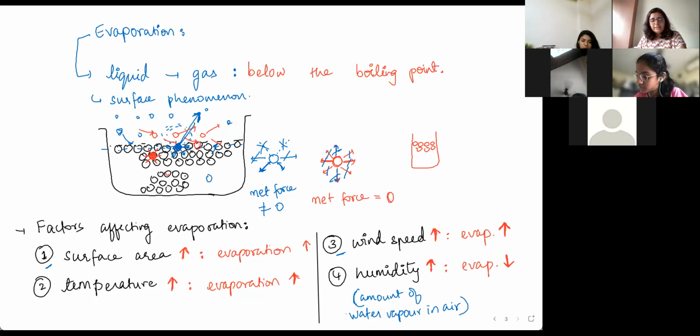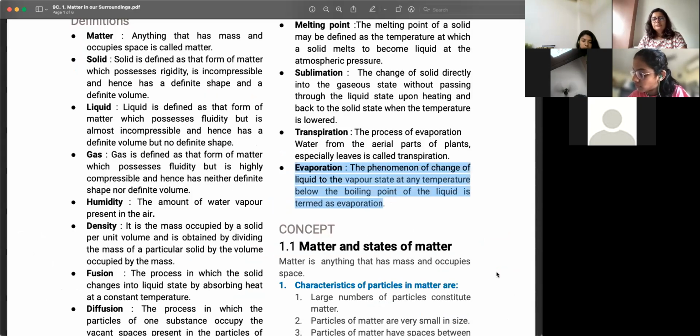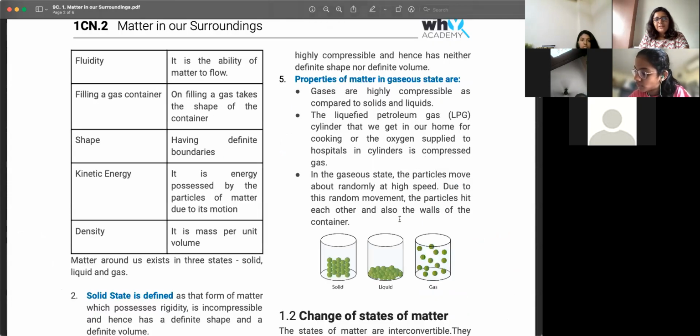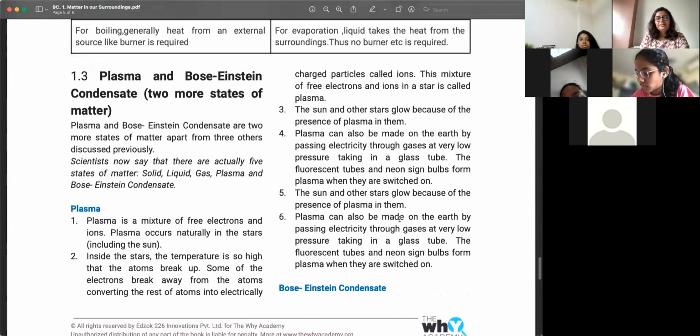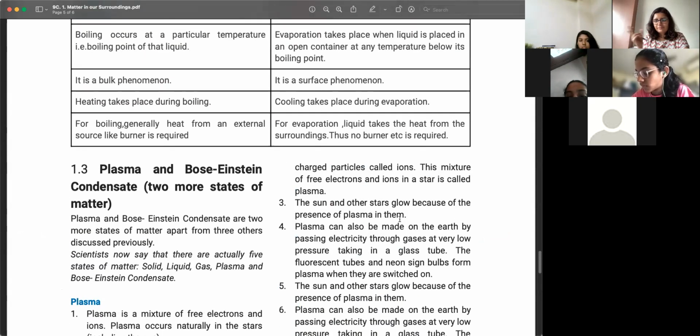And finally, some major differences between evaporation and boiling. Again, remember evaporation, boiling, the only similarity is that the change of state is liquid to vapor. But everything else around it, kyun hota hai, kaise hota hai, all of that is completely different.